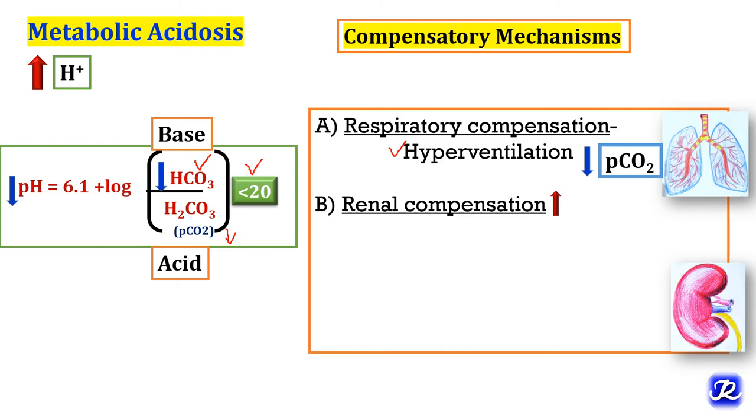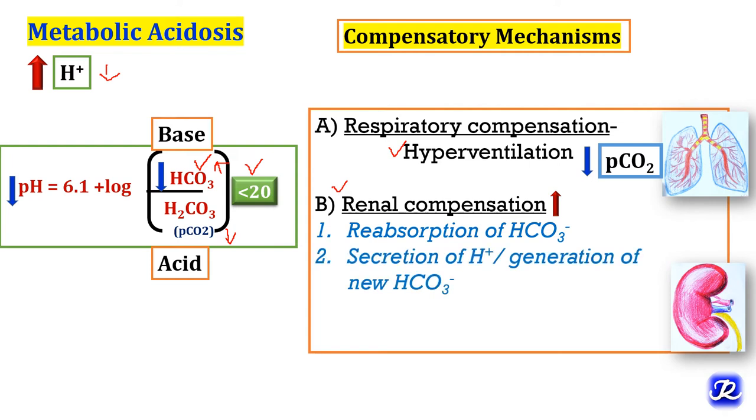Now the body tries to bring this ratio of bicarbonate to carbonic acid back to normal by increasing the bicarbonate level in the body and by increasing excretion, meaning decreasing the hydrogen ion concentration in the body. We have studied this renal compensatory mechanism in detail in our previous video. So which are those renal compensatory mechanisms? The first one is reabsorption of bicarbonate, meaning all the bicarbonate which is filtered is recovered by the blood, by the body.